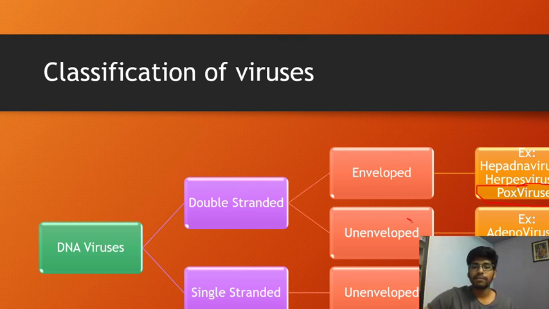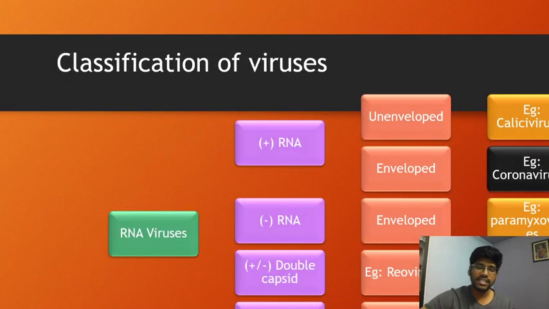And we have unenveloped, right? So we have the adenovirus and the papillomavirus, and then we have the single-stranded viruses, which are unenveloped. Parvovirus is an example, right? And the next classification is the RNA viruses.